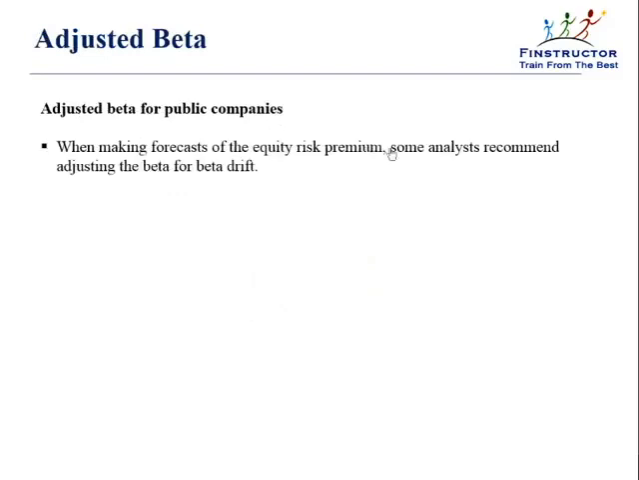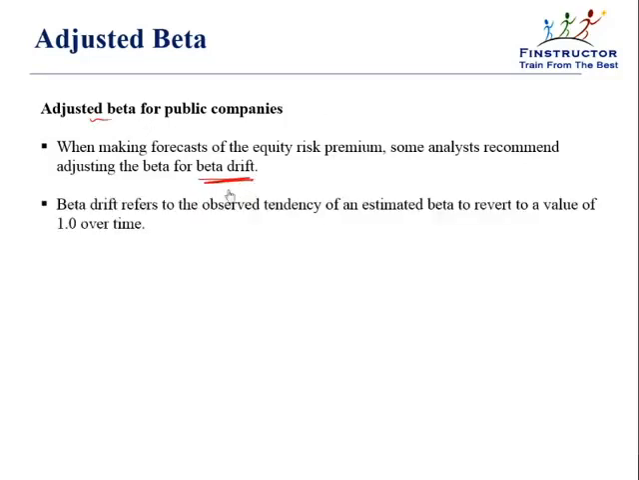Now it has been seen, or rather it is recommended, that we adjust beta for something called beta drift. Beta drift is the tendency of betas globally to revert to a value of 1. Why this happens is because in the initial stages of the development of any country, there is a lot of volatility. Betas tend to be really high because in some sectors there is too much competition. In some sectors there is no competition. The economy is still emerging, people are still evaluating, more and more businesses are still sprouting up.